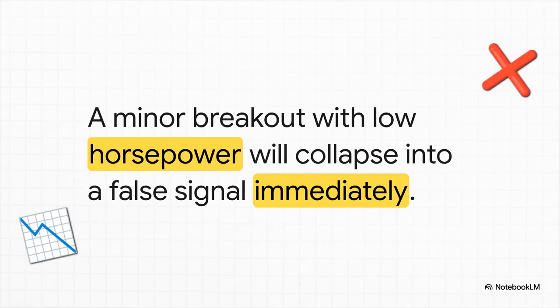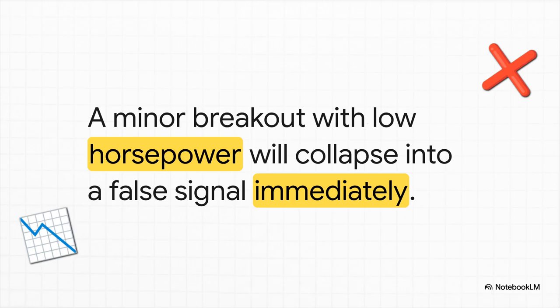Think about it. You see a minor trendline breakout and boom, you just assume a massive run is coming. But because it has low internal horsepower, it collapses into a false signal almost immediately. Yeah, and that is exactly where retail traders get chopped up into, well, liquidity confetti.